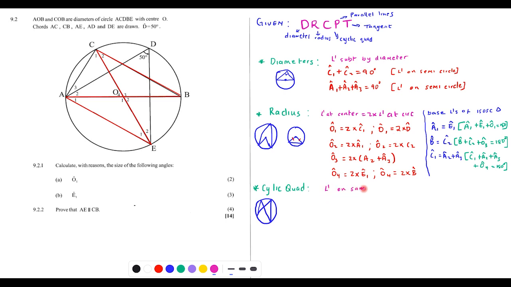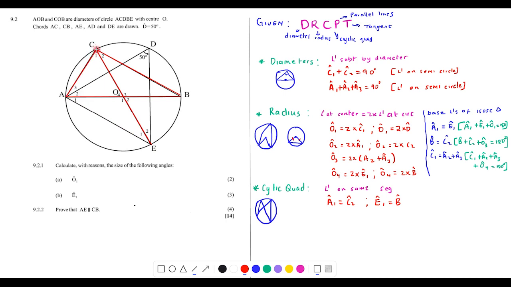All right, so here I can see that A1 is equal to C2. I can also see that E1 is equal to B. All right, now is there another one? There's another one here, so I can see another one also like that.